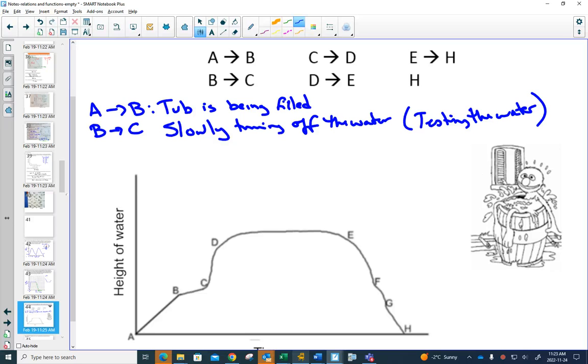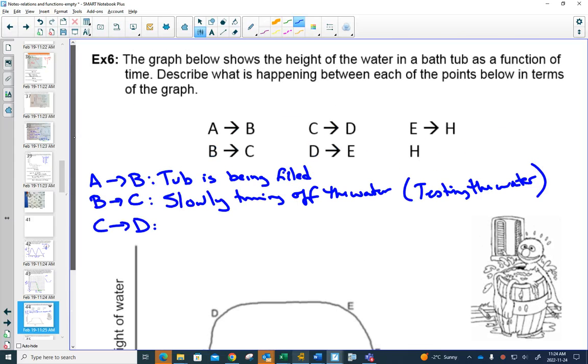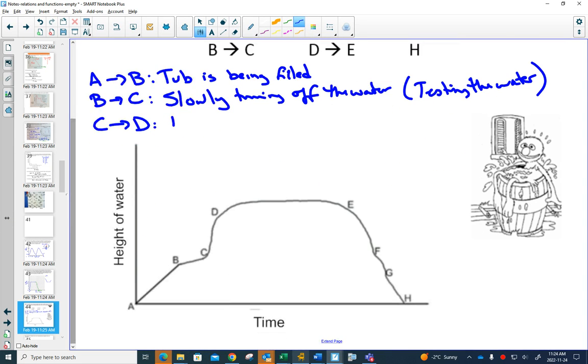Okay? Then from C to D, maybe you're adding a bath bomb or something. I think B to C could be the bath bomb, something little. Okay? C to D, I think there's a logical one here. Person gets into the water. Person gets into the tub. That would make the height go up.